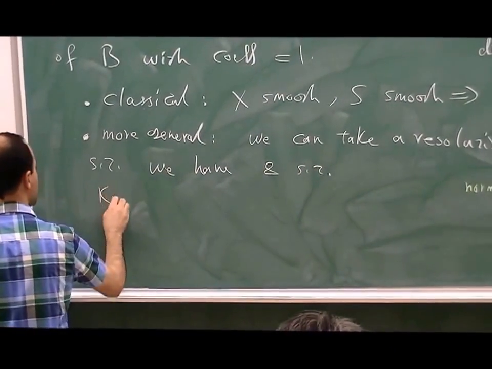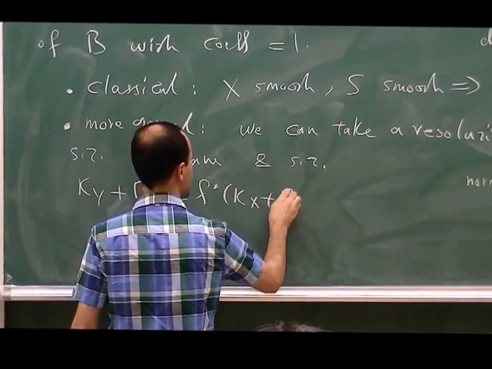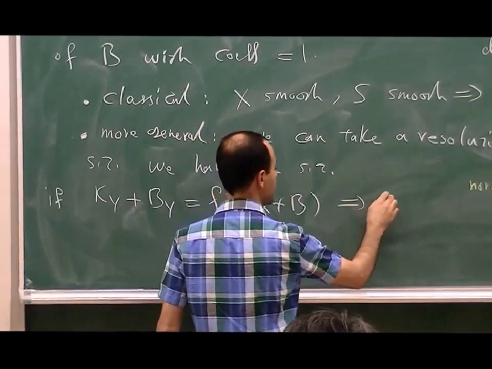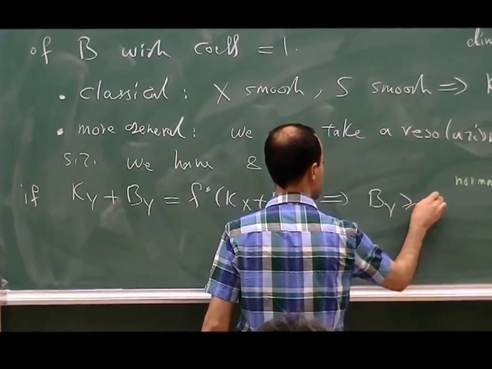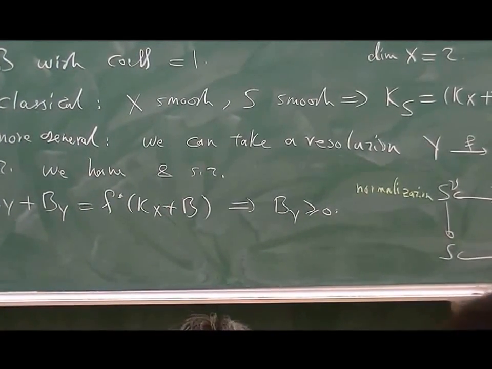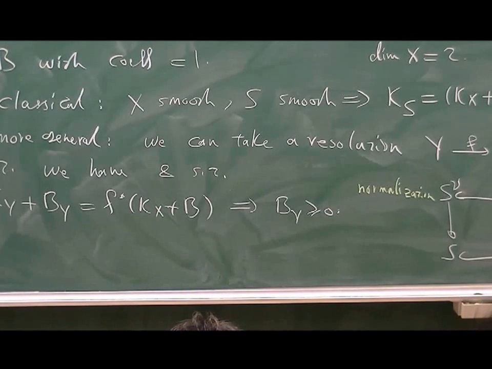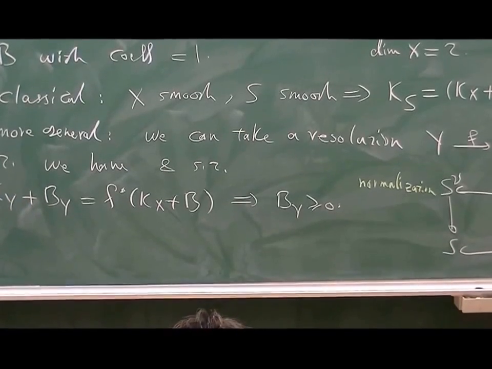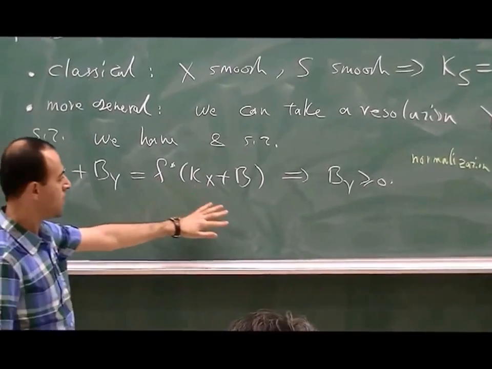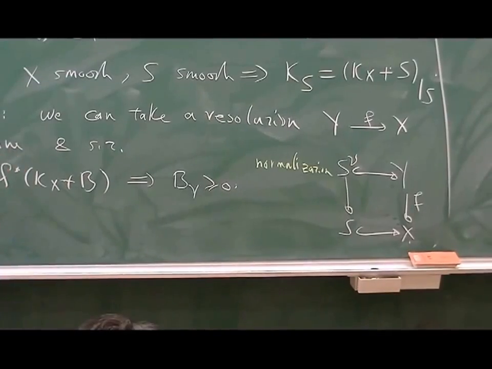if I write again K_Y plus D_Y to be the pullback of K_X plus B, then I can make sure that this D_Y is effective. It does not get any negative coefficient. But this is more like a surface geometry. In higher dimension, you should state it in a different way. Okay, so what I'm trying to do is to go on this resolution and then use this classical adjunction formula.